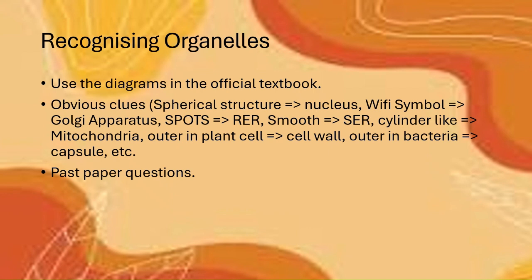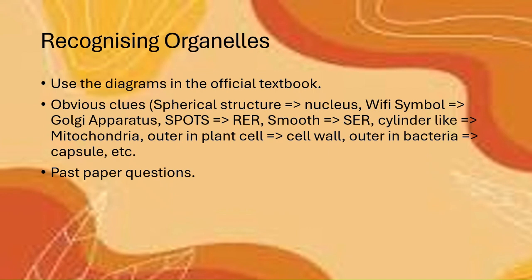One more thing is that if you're looking at a plant cell diagram, the outer layer is going to be your cell wall. It's not your cell membrane, it is the cell wall. However, if it's the diagram of a bacterium, then it would be the capsule. So those are different things to look out for.